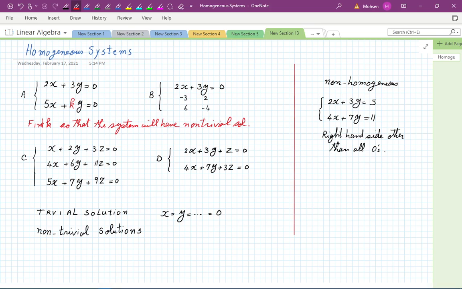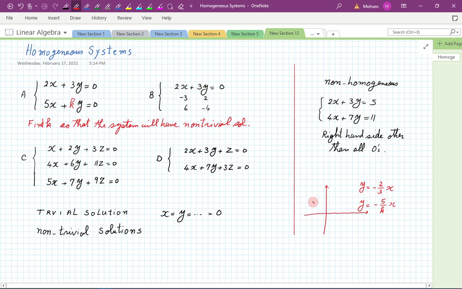Right now, simple mathematics. What should be the number k so that the system will have non-trivial solutions? Well, we learned from previous cases, maybe even way back in college algebra or high school, 2x plus 3y is a certain line, is that right? If you write it in the style of high school, y is equal to minus 2/3 of x. How about the other one? The other one is y is equal to minus 5 over k of x.